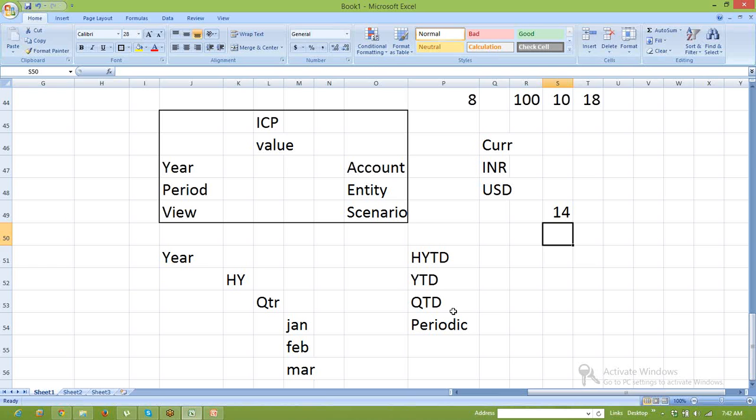We have different sets of dimension members. By using those dimension members, the data will take place into different dimension members in the value dimension.